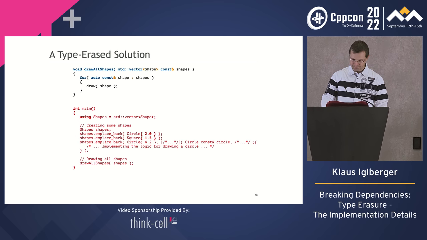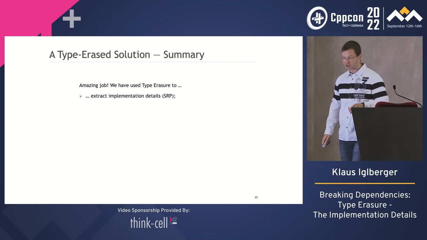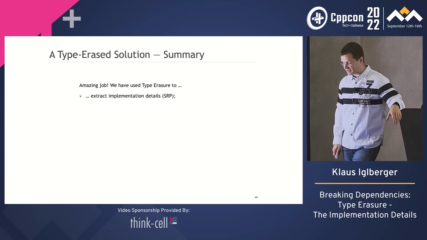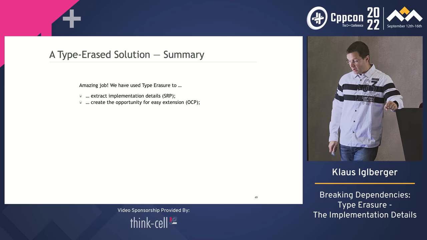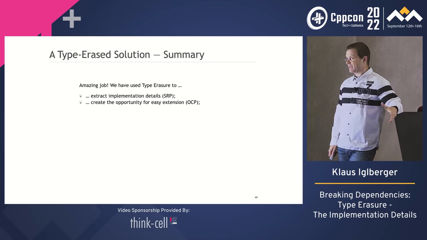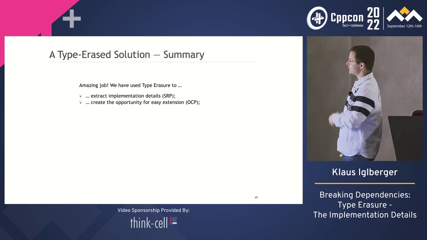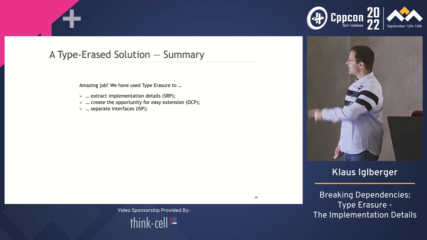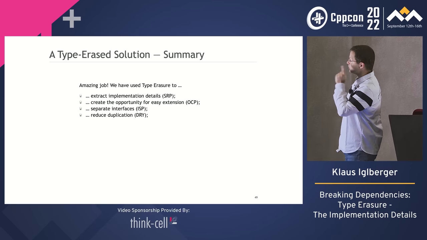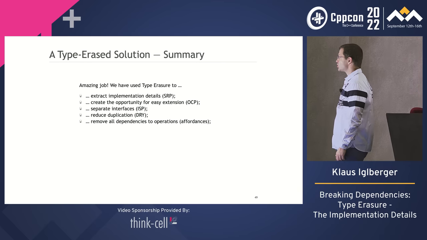All right. So, amazing job so far. We have used type erasure to extract implementation details, as we're usually told to do: single responsibility, separation of concerns. We have an opportunity for easy extension. It is a fully open set of types. Anything you have that represents a shape can be added. There's no limit. We've also nicely separated interfaces. Let's not stress this too much. We've reduced duplication and removed pretty much all dependencies to operations.